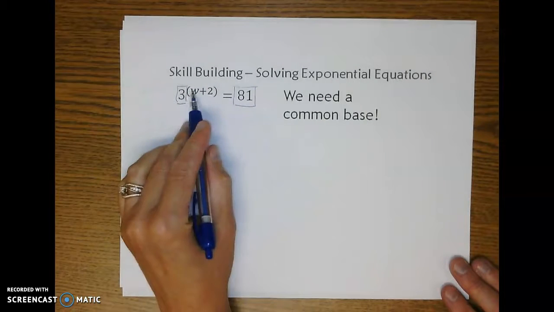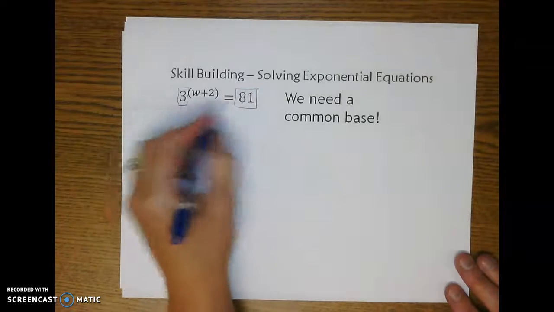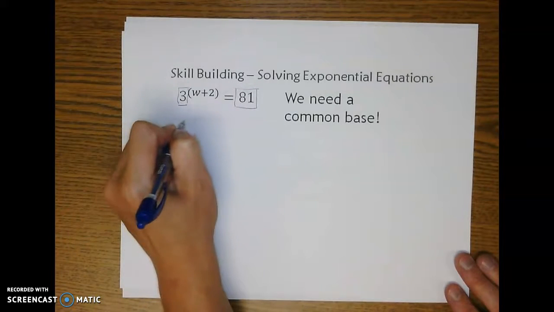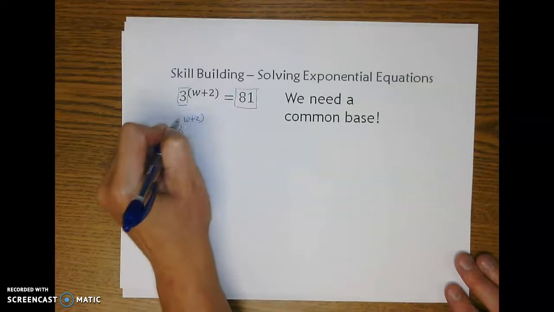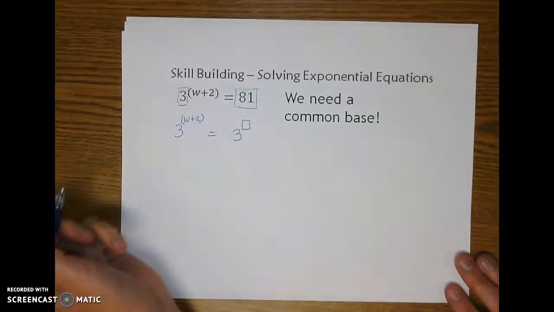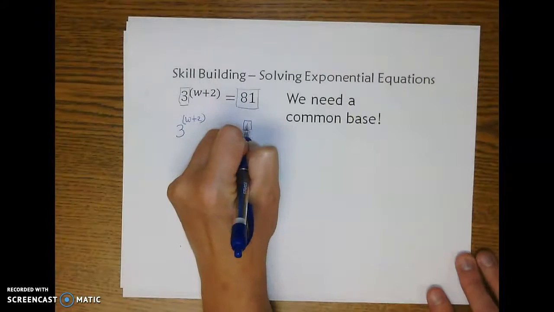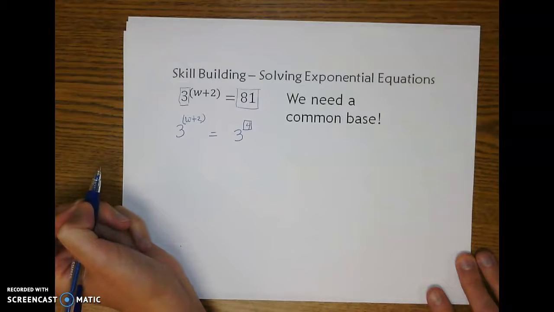This part up here is the exponent, and the whole thing is called a power. So I need both of these to be written as 3 to the something. This one already is, so it's done. This one, 3 to what power is 81? That turns out to be 4, and you can check that with your calculator. 3 to the 4th power is 81. 3 times 3 times 3 times 3.